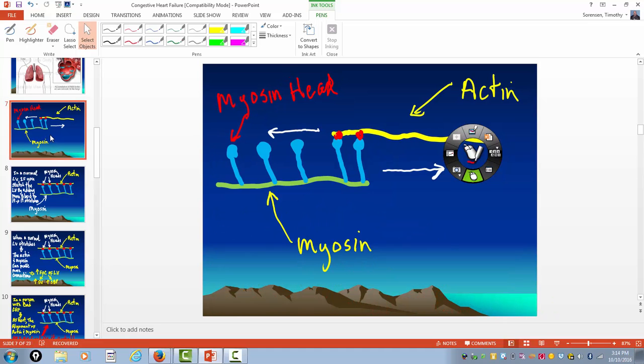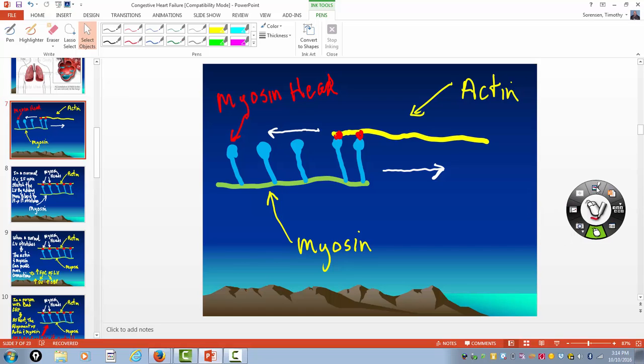Now, in a normal heart, when a person is at rest, the actin and myosin are lined up like this. So let's review: you have that thick myosin filament protein, and hanging off of it are these little myosin heads. Then you have the actin molecule, and the myosin heads have to connect to the actin molecule.